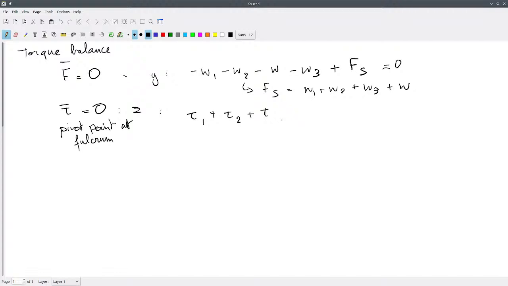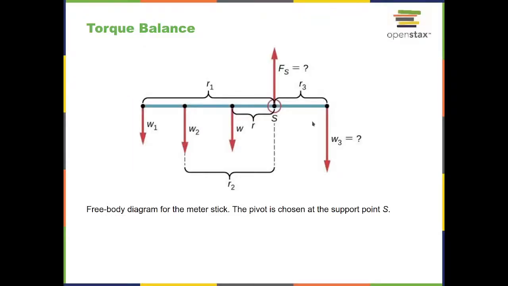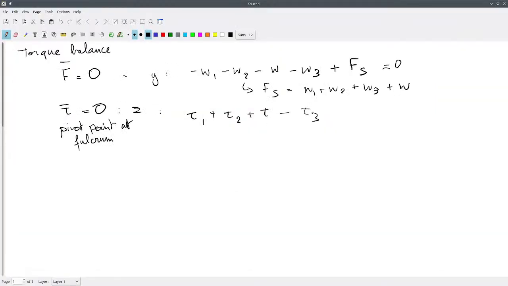Then there's going to be one torque due to weight 3 that's going to be negative. That's a negative torque because it's working in the clockwise direction around this fulcrum. And then of course there's no torque due to Fs because that is exactly where the pivot is. So this will all be equal to 0.